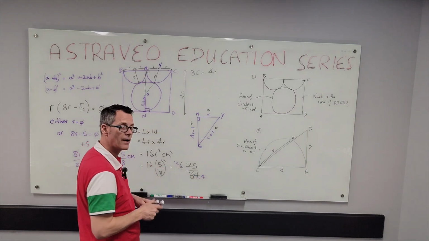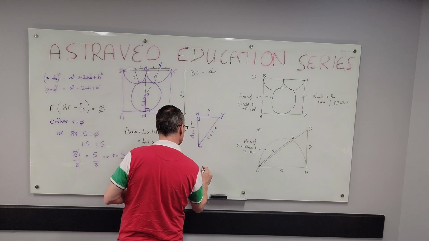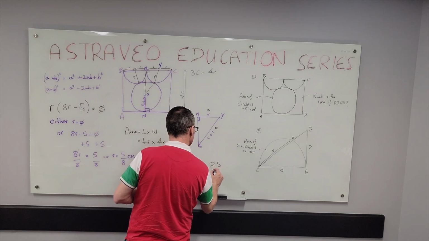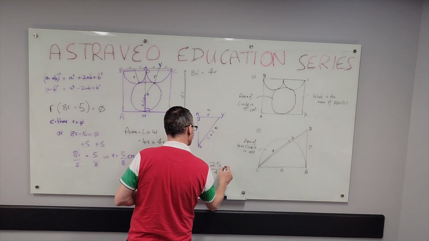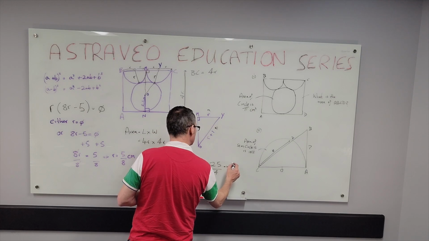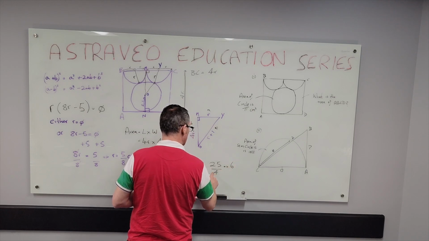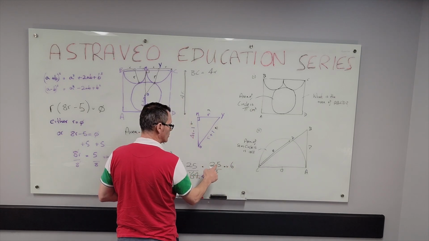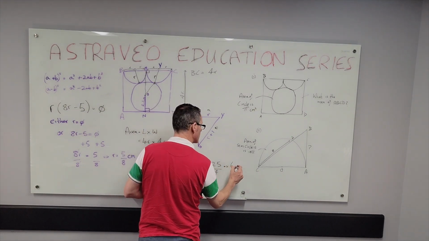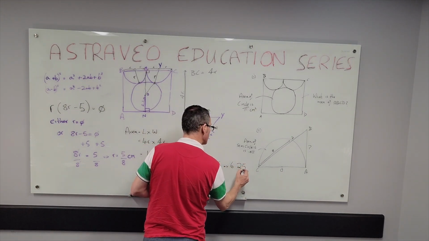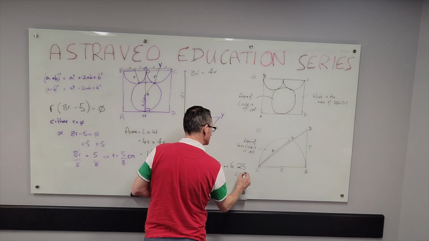So we get 25 divided by 4, which is an improper fraction. So if you prefer decimals, 4 times 6 is 24. You'd have 1 left over, so it's a quarter. You have 6.25 centimeters squared.